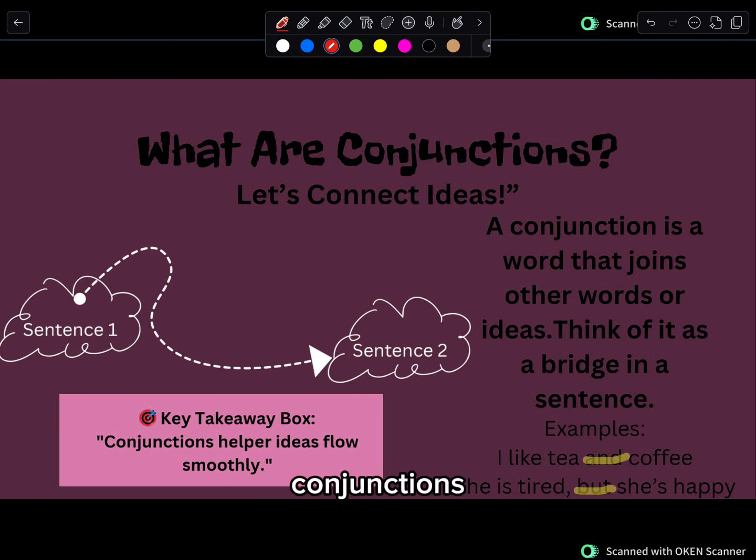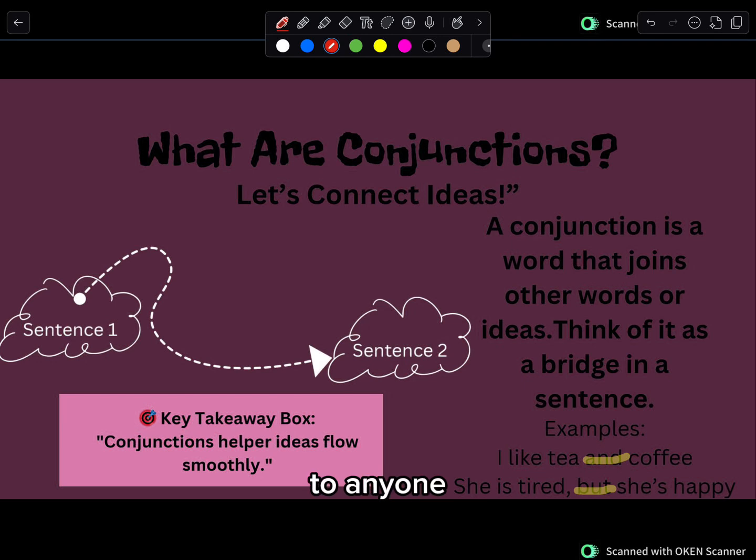So what are conjunctions? A conjunction is a word that joins other words or ideas. Think of it as a bridge in a sentence. So, with a yellow highlighter, I'll show you where the conjunctions are in the examples. I like tea and coffee. She is tired, but she's happy.